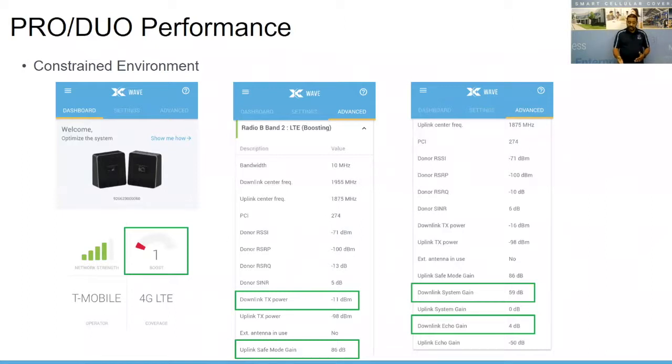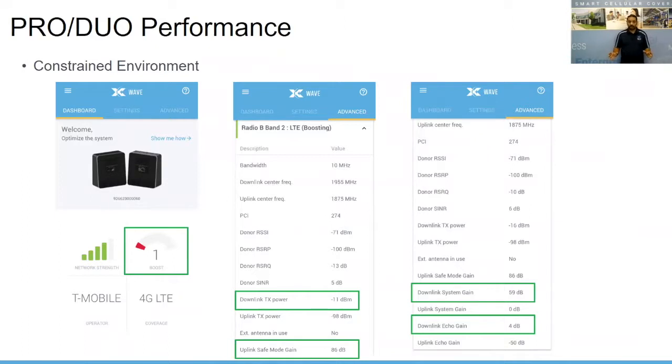So this is a good example of the coverage unit transmitting. The transmission of the Cel-Fi boosted signal is traveling beyond that network unit, and the network unit is able to receive both the macro signal and its own boosted signal, and cancel out the difference in the echo. So we have a positive echo number of 4 dB.